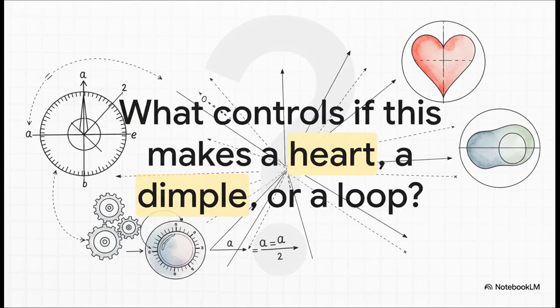So what's the control knob here? How do we dial in the exact shape we want? Well, the answer isn't about A by itself or B by itself. Nope, it's all about how they compare to each other. It all comes down to a really simple ratio.